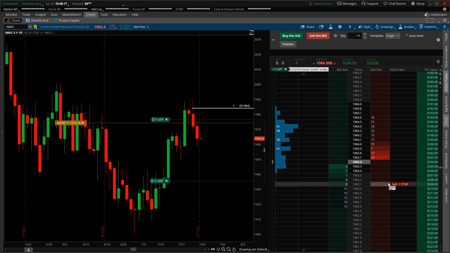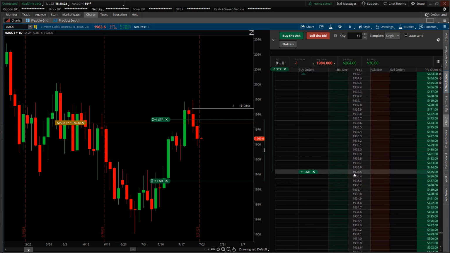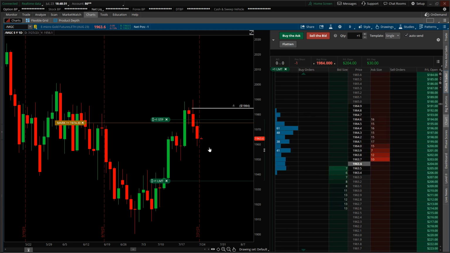This profit level down here is pegged to $1,935, a profit potential of $485. Again, depending on how strong the move is to the downside, I will continue walking my limit order lower, as well as walking my stop order lower.